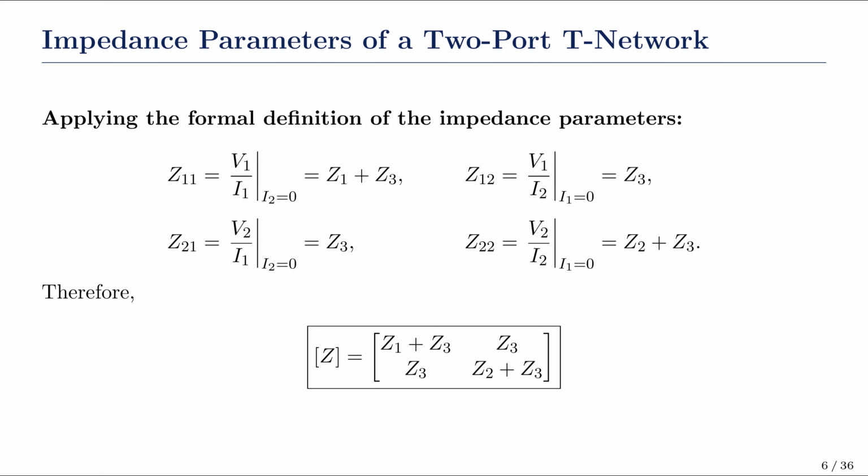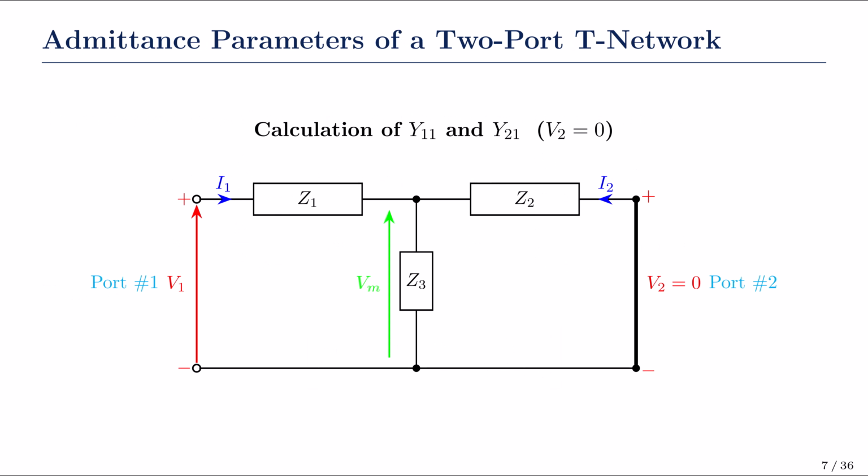Next, we determine the admittance parameters using short circuit conditions. To calculate the admittance parameters, port 2 is short-circuited so that V2 equals 0. We introduce the intermediate node voltage and apply circuit analysis to determine Y11 and Y21.